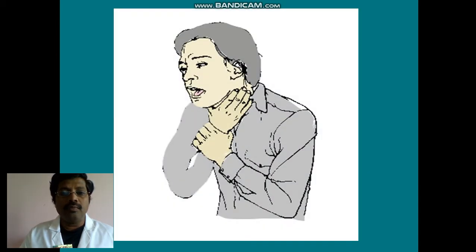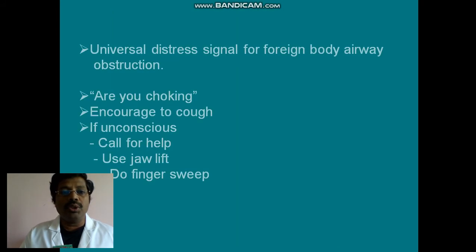These are the obstruction symptoms you can see with the patient. The patient is holding the neck and has breathing difficulty. Both hands are held on the neck and the patient is suffering. These are the universal signs. As a first aider, you must ask one single question: are you choking? Whether you receive an answer or not is different, but you need to ask the question.